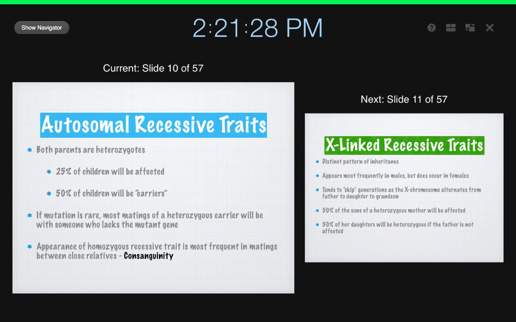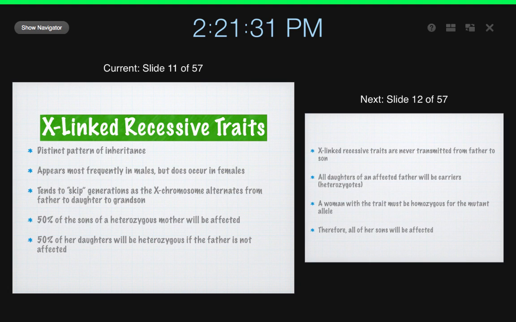So here's a couple of examples, just what we've been talking about. X-linked recessive, the classic being color blindness. You're going to have a very distinct pattern of inheritance. Will it only affect one sex?